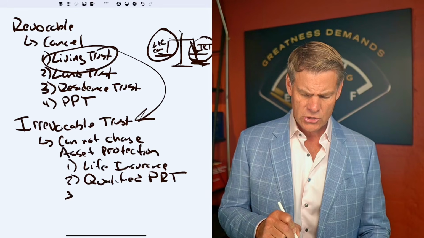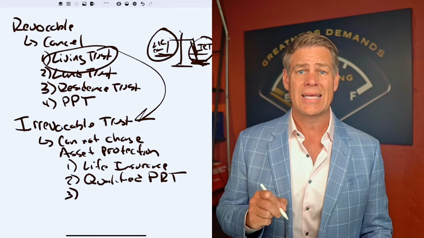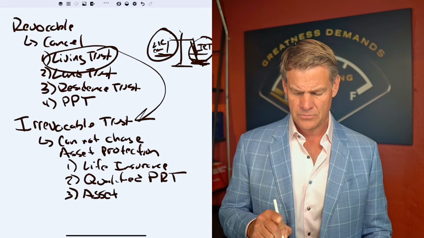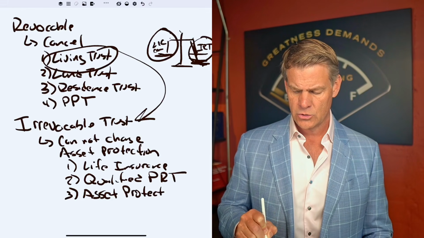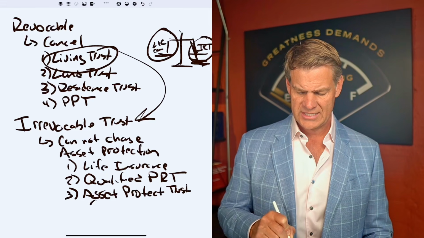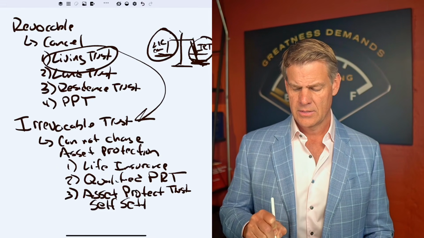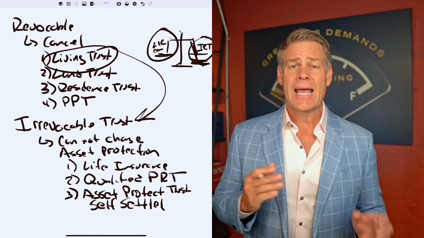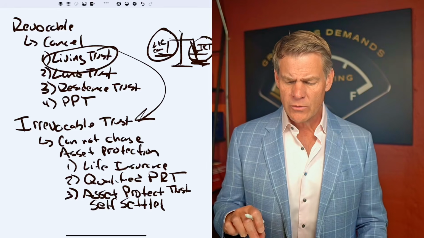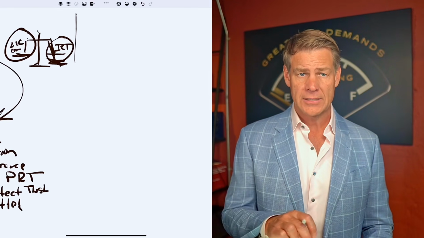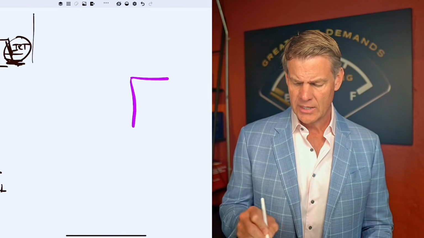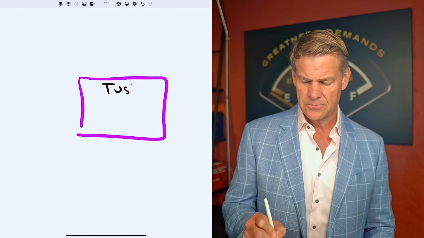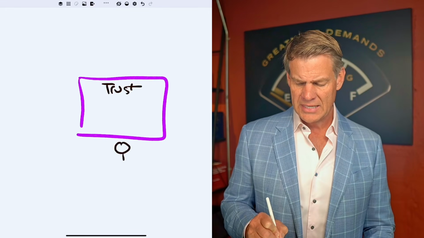But the most common strategy that people are interested in, when we talk about an irrevocable trust, is what we refer to as an asset protection trust, which is self-settled. Okay, a lot of words there to unpack. What does that mean? When we talk about an asset protection self-settled trust, what we're referring to is a scenario whereby you are creating a trust here, right? So you're setting up a trust and you want to be the beneficiary.